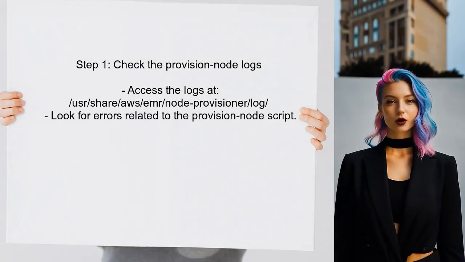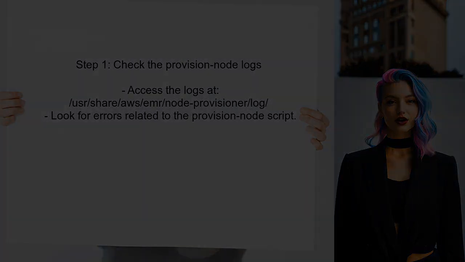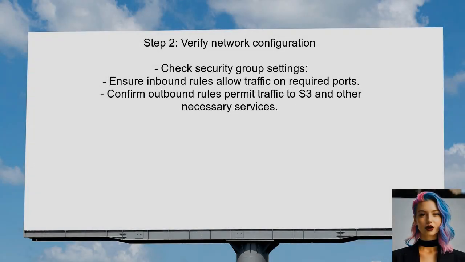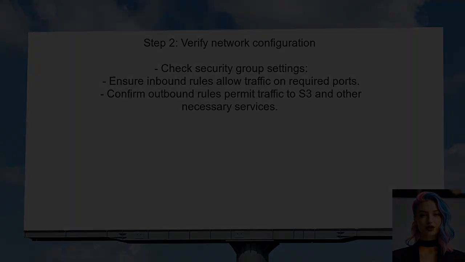To begin troubleshooting the bootstrap failure, the user should check the logs for the provision node script. This script is responsible for provisioning the slave nodes and can provide valuable insights into the error. Next, the user should verify the network configuration. Since the cluster is running in a private subnet, it's essential to ensure that the necessary ports are open for communication between the master and slave nodes.